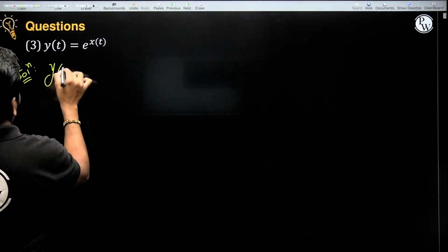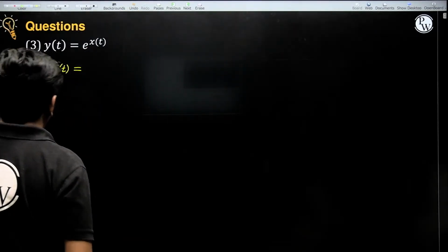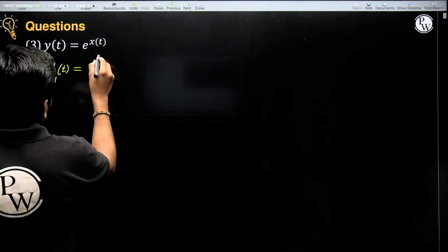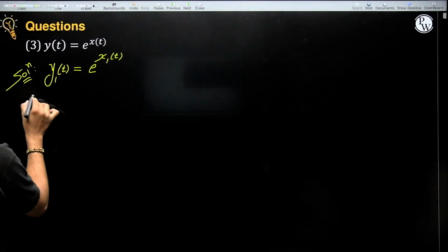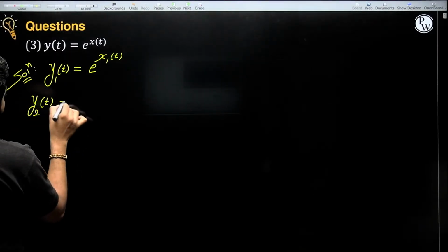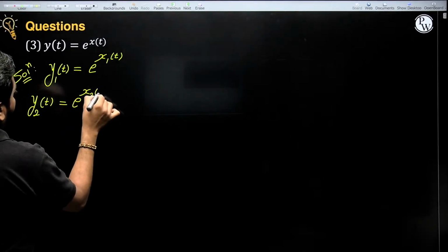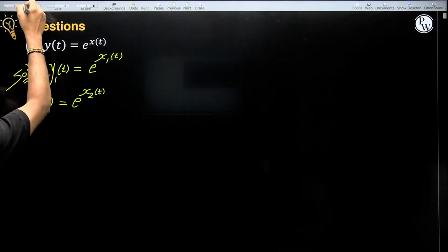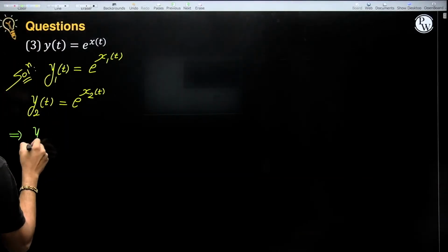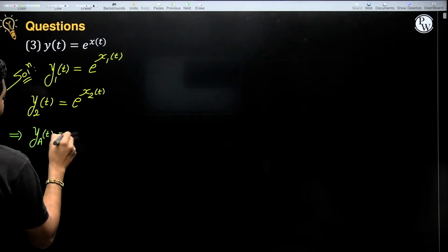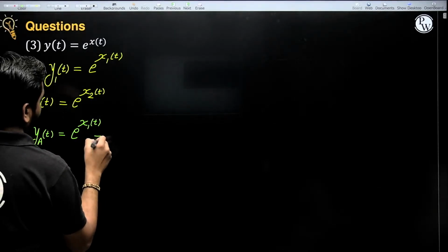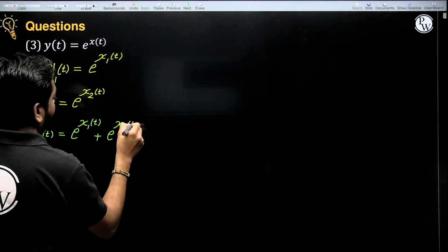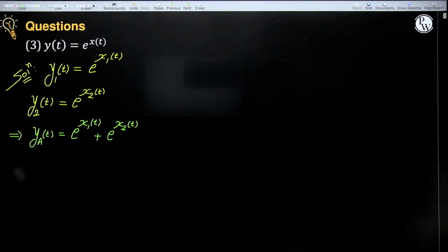Y1 of t is equal to e power x1 of t. This is the response due to x1. Similarly, find response due to x2, e power x2 of t. Now find the sum of individual response. Y of t equal to y1 plus y2, e power x1 of t plus e to the power x2 of t.